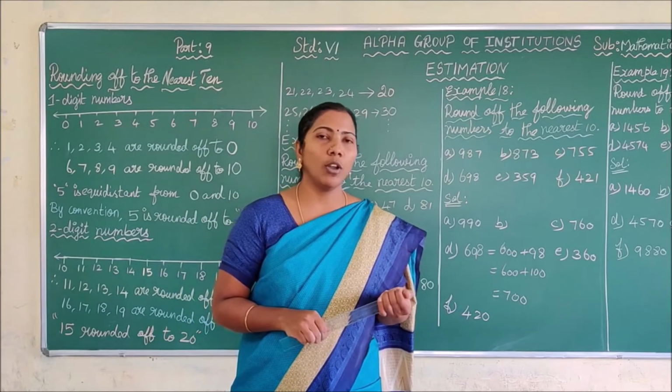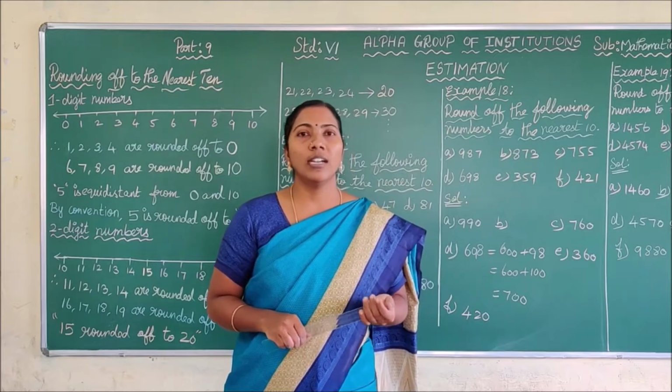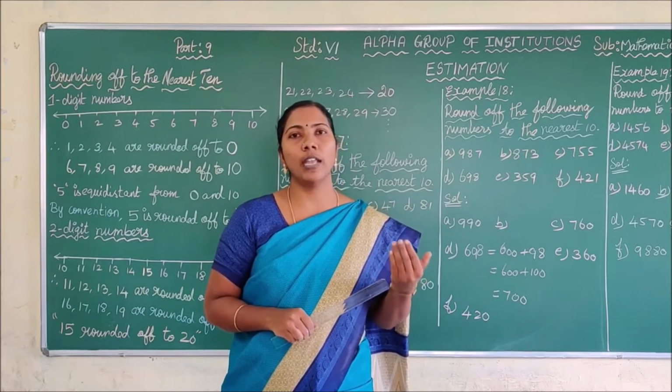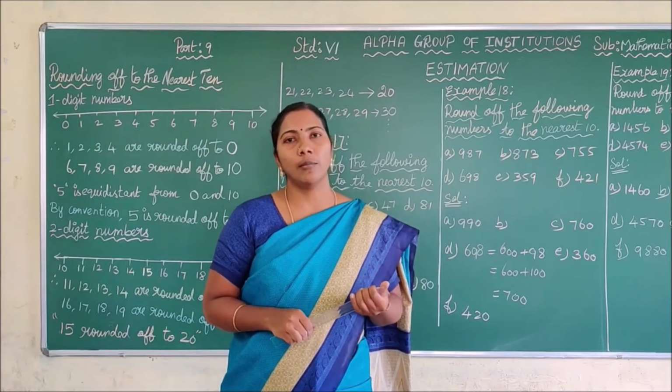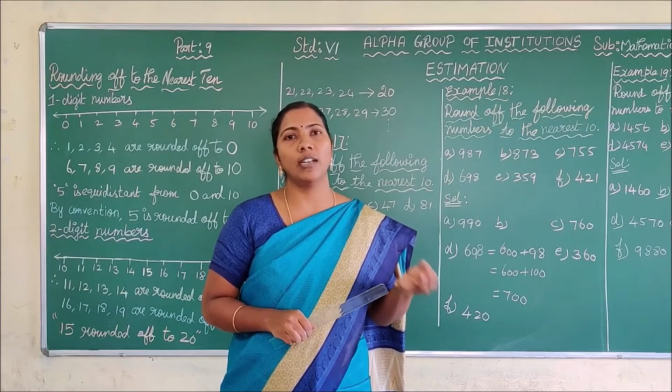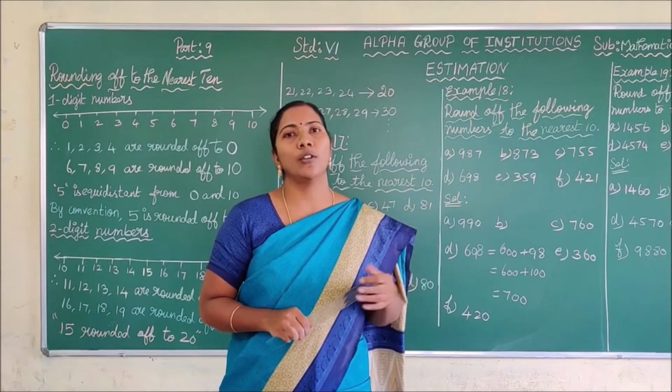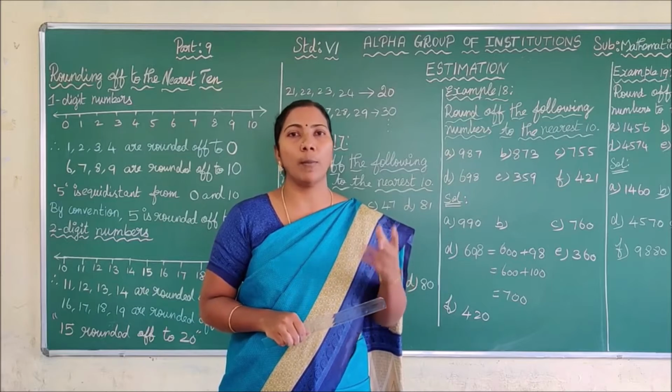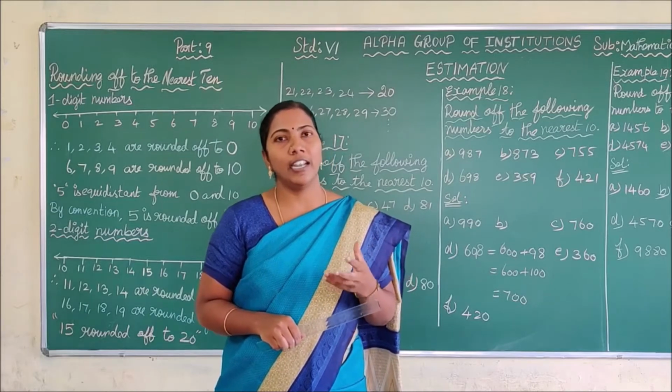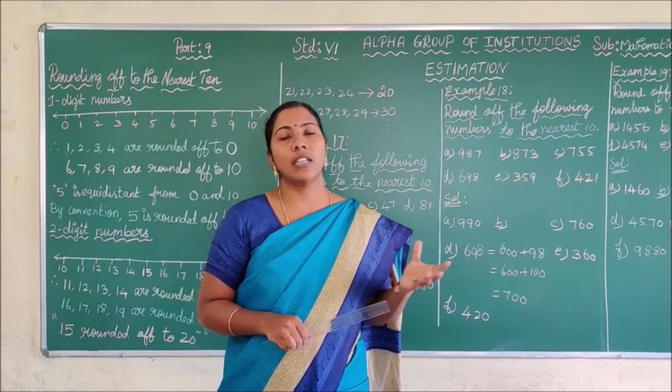For example, if you bought a toy for 198 rupees, and someone comes and asks you what the cost of this toy is, what do you say? You never say 198 rupees. You will say it is 200 rupees. Like that, we are using some approximate value in our daily life. This type of situation is called estimation.